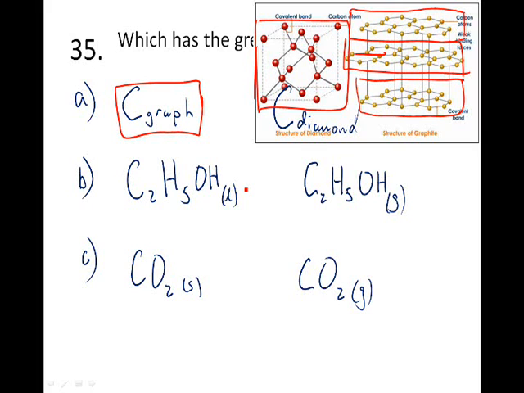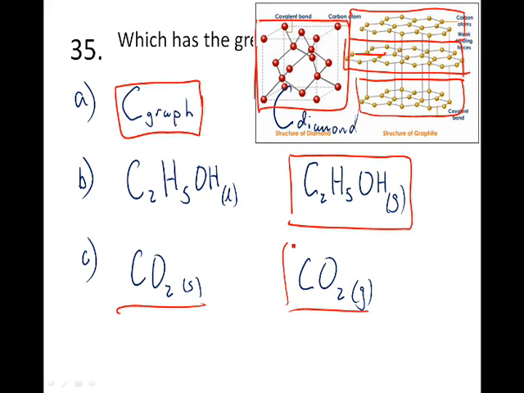Now here, of course, the one with the greatest entropy is going to be the one that's in the gas phase. So that's why 35b, we're looking at the gaseous phase being more disordered than the liquid state. And the same thing down here, we're just looking to see which state has the greatest level of disorder. And so, of course, you put C for that.